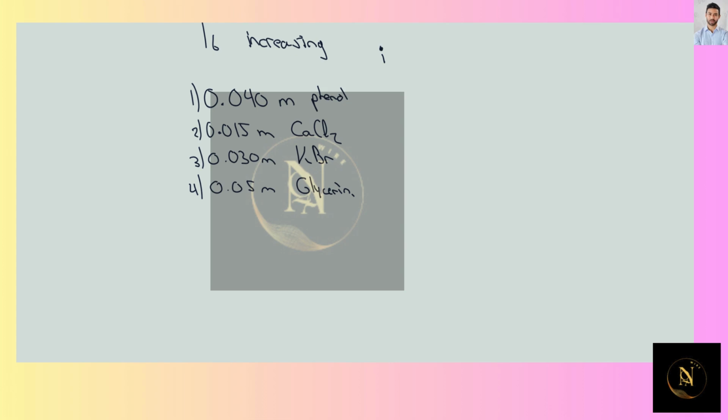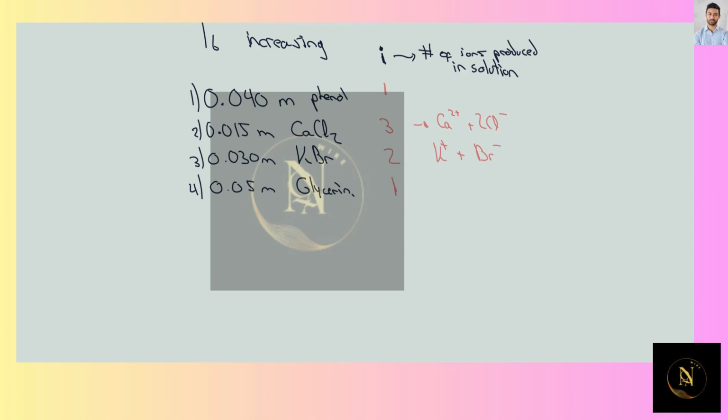So in order to rank them, we're going to need the values for the Van't Hoff factors for each of the compounds. Remember that for each of them, the Van't Hoff factor is related to the number of ions produced in solution. So the Van't Hoff factor for phenol is equal to 1. For calcium chloride it is equal to 3, since the solution generates Ca2+ and 2 Cl-. For potassium bromide it is equal to 2, since it's producing K+ and Br-. And for glycerin it is equal to 1.